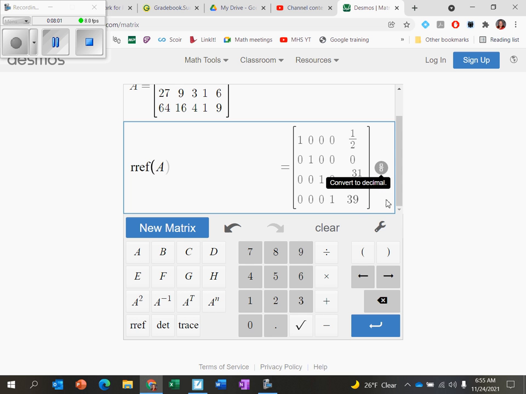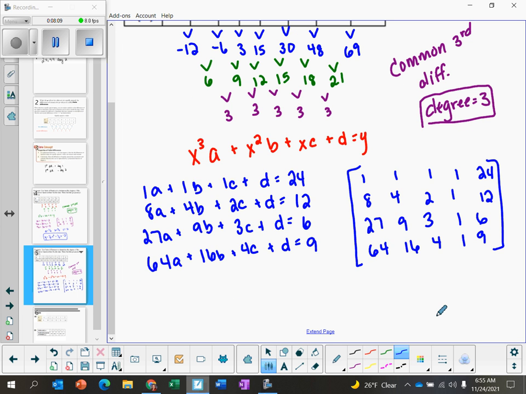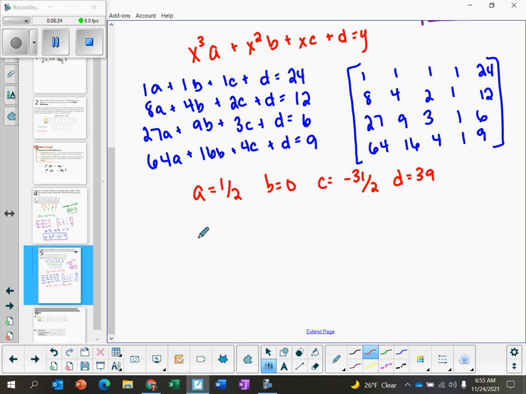And we have 1/2, 0, negative 31 halves, and 39. So A was 1/2, B was 0, C was negative 31 halves, and D was 39. We could have kept those as decimals if we wanted. They were all kind of nice. So we have y equals 1/2 x to the third plus 0 times x squared, so I'm going to skip it, minus 31 over 2 x plus 39.